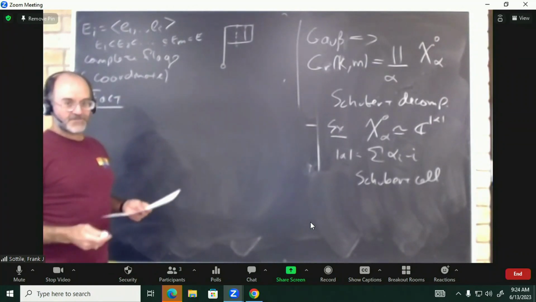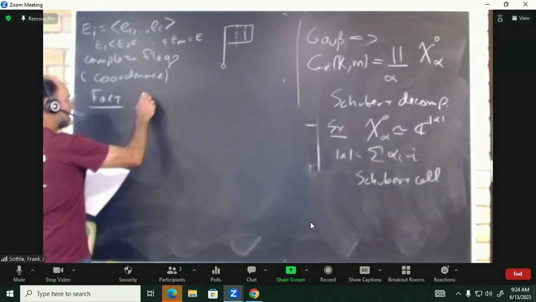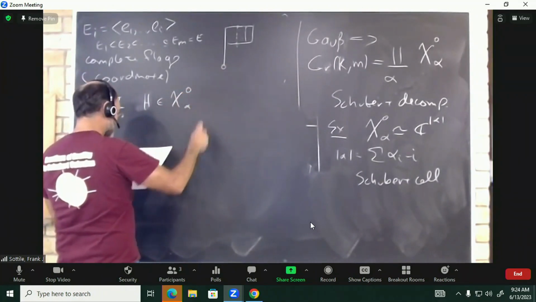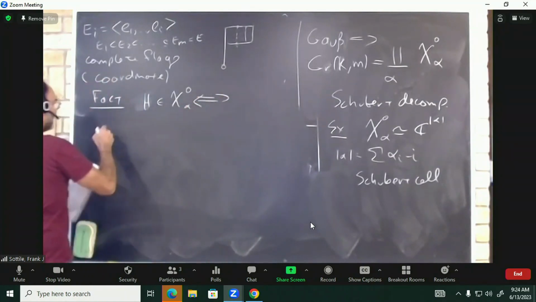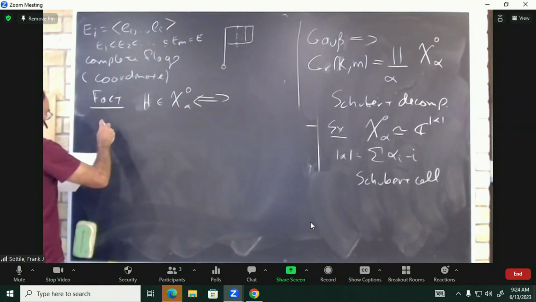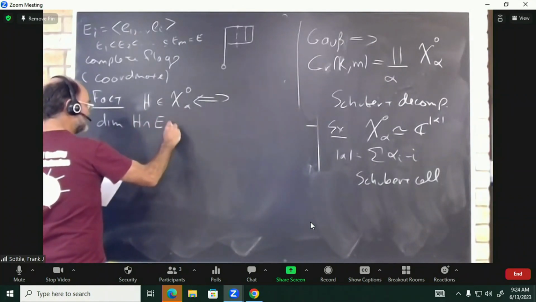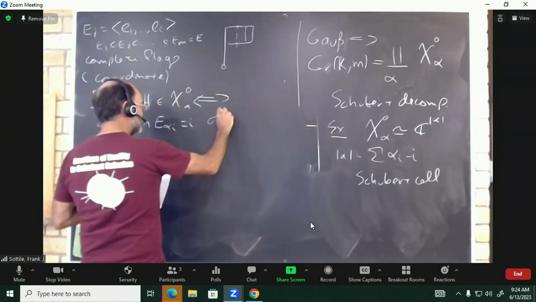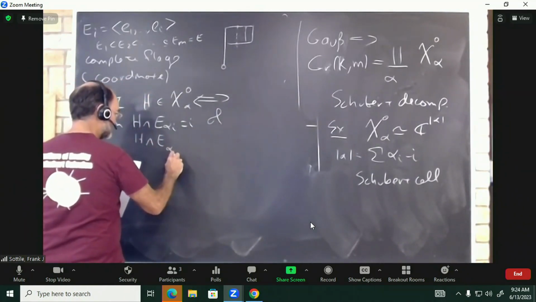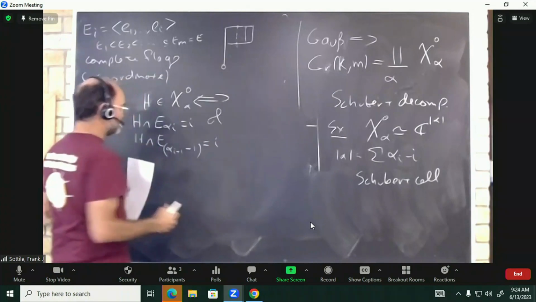And then here's a fact which you can work out from the definition I gave of the matrices. It would be easier if I hadn't erased this. A K-plane H is in the Schubert cell if and only if, and this geometric definition is very important, it's the beginning of everything that comes later, the dimension of H intersect E_{alpha_i} is i, and the dimension of H intersect E_{alpha_i + 1 - 1} is also equal to i.